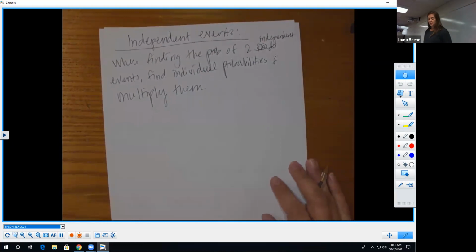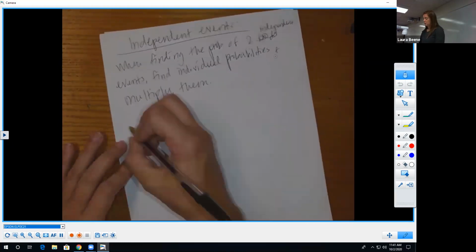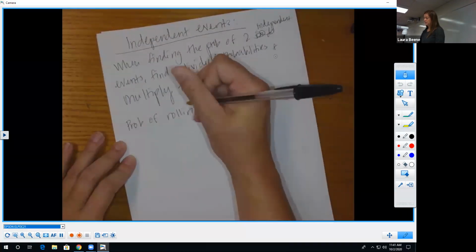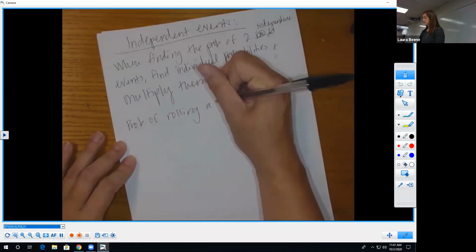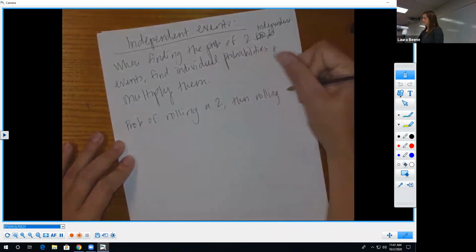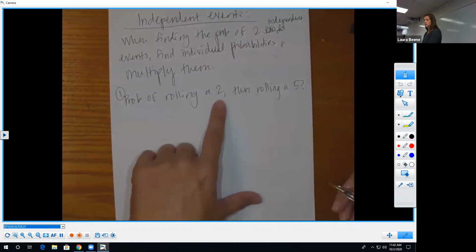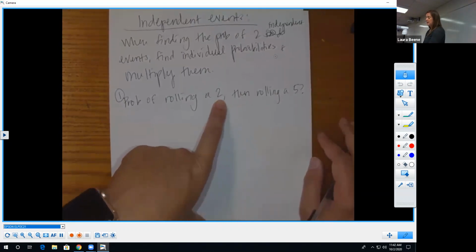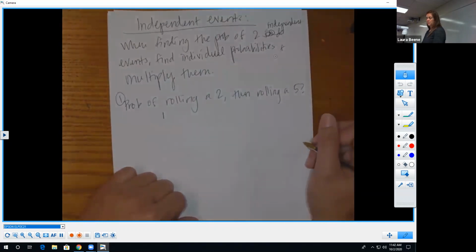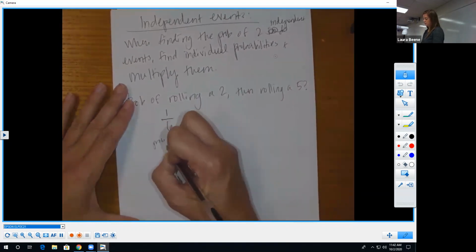Okay, so for example, let's do the dice. That's a pretty easy one. What is the probability of rolling a 2, then rolling a 5? Okay, so those are two independent events. The first one is rolling a 2, so we have to find the probability of rolling a 2. How many 2s are on a die? There is 1 2 on a die. How many total numbers are on a die? Well, 6. So 1/6 is the probability of a 2.